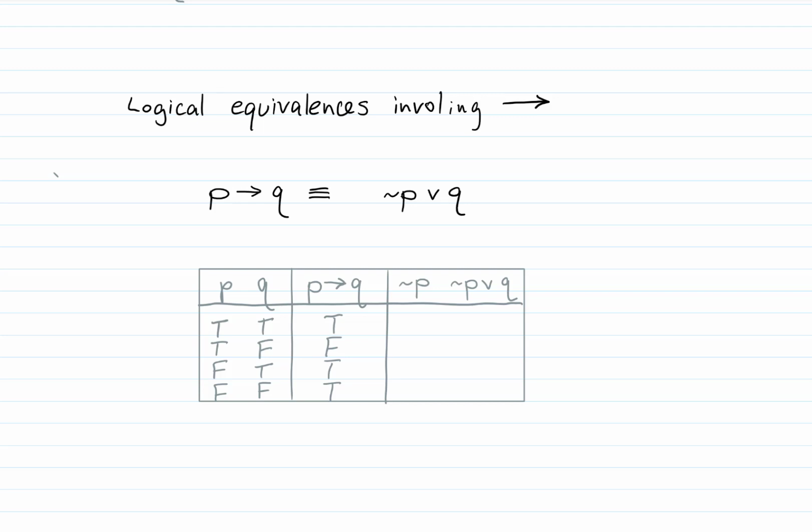Now, let's fill in the column for the negation of P. When P is true, the negation of P is false. When P is false, the negation of P is true. Now, the last column, which is an important one for us, is the negation of P, disjunction with Q. In order to fill in this column, you need to remember the rules for disjunction. Remember that you're going to have to look back at the last lecture if you don't remember, okay? Remember that a disjunction is true when one or both components are true. So in the first row, Q is true, and that's enough to make the disjunction true. In the second row, Q is false, and the negation of P is also false, and so that makes the disjunction false.